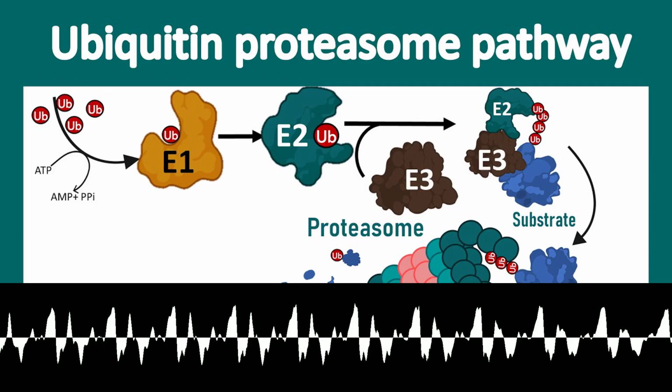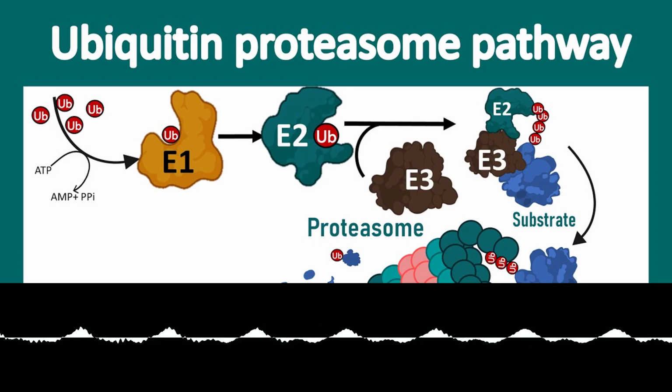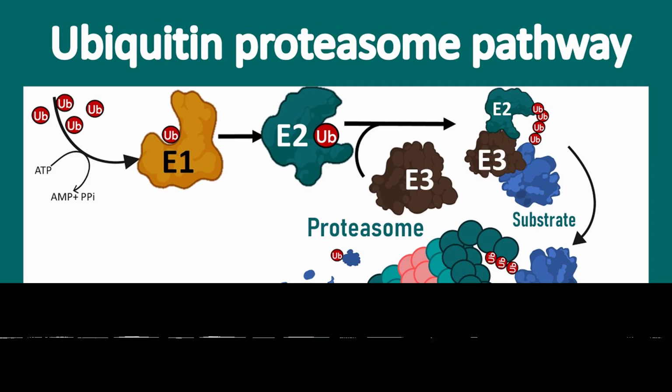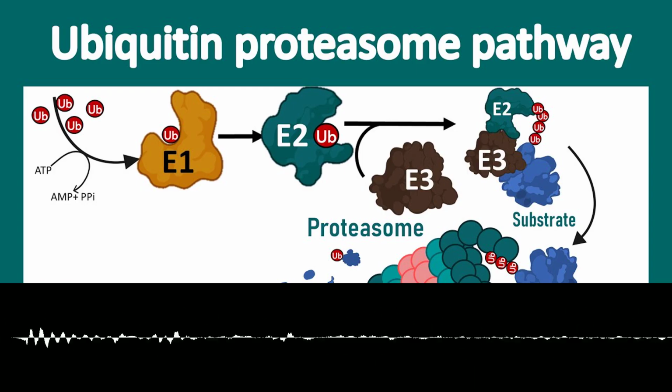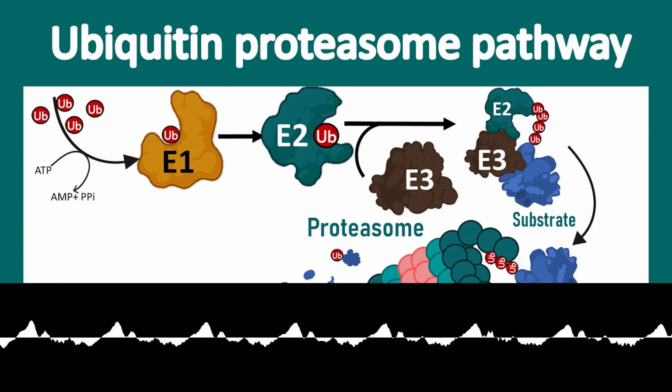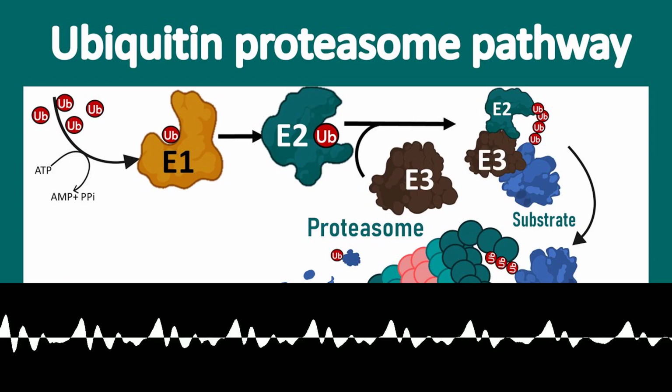This finding highlighted the complexity of the ubiquitin system, demonstrating that the type of ubiquitin modification, in addition to its presence, dictates its biological consequence. Section 5. The 26S proteasome structure and function.